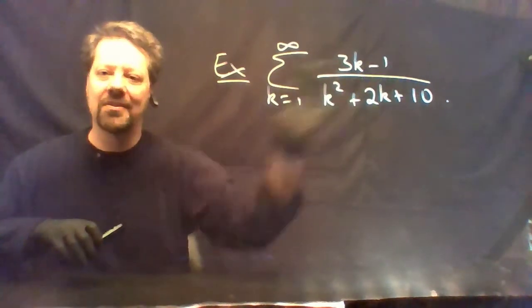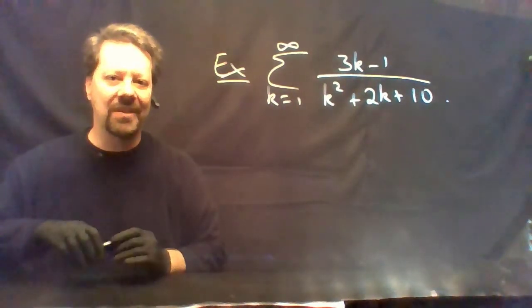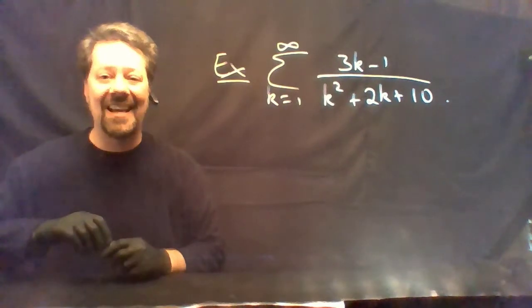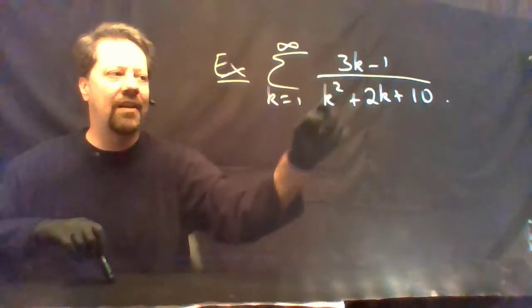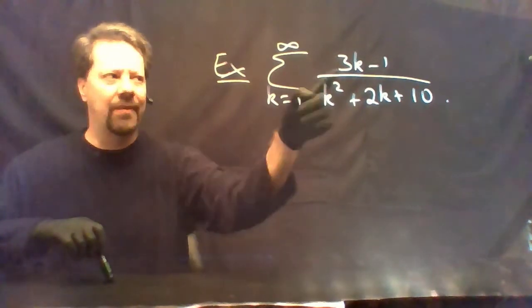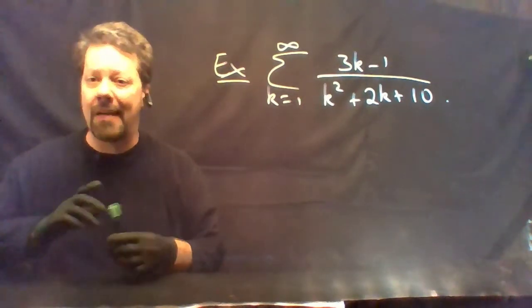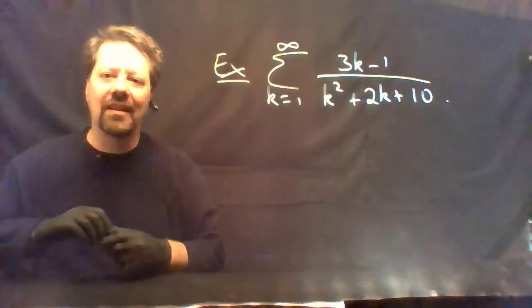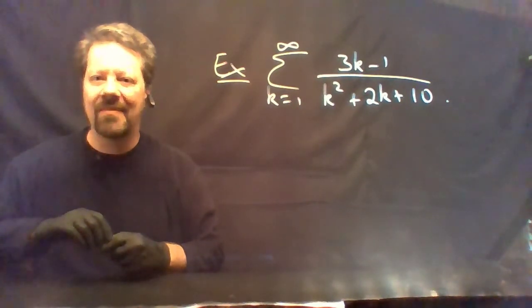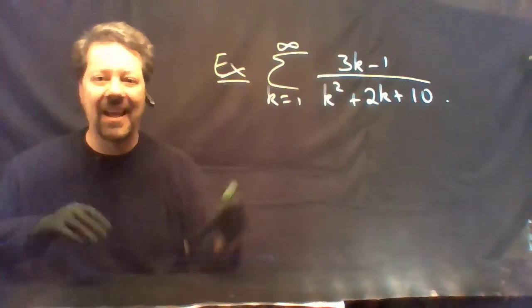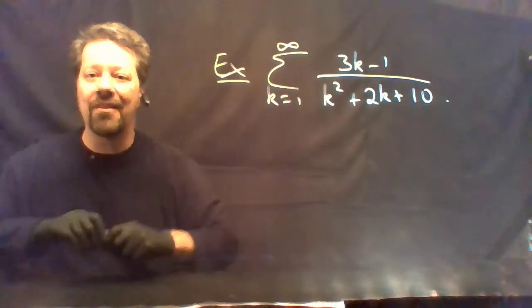So as k gets big, these other lower degree terms don't matter. The only thing that matters are the highest degree terms in both numerator and denominator. So this series is going to look like 3k over k squared. The 3 doesn't really matter because it could be factored out at that point. It's going to look like k over k squared, which is 1 over k. That's the harmonic series. This thing is going to diverge.